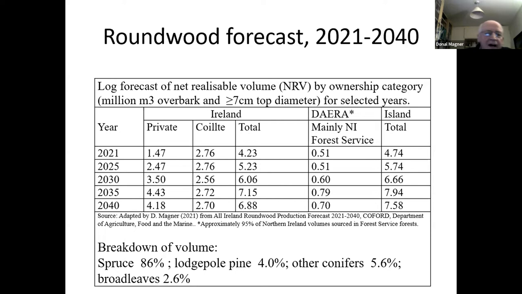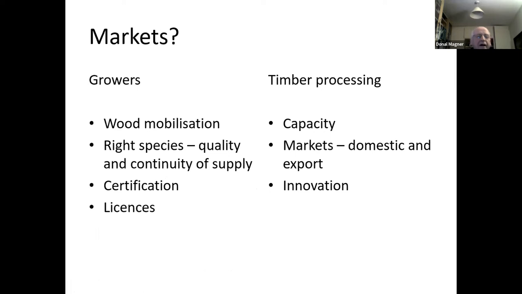And by that time, private forests will produce a bigger volume, that's if it reaches the marketplace, than the total of Coillte and the Northern Ireland Forest Service. The breakdown of volume is 86% spruce, mainly Sitka spruce, lodgepole pine 4%, other conifers 5.6%, and really we have very few broadleaves, just 2.6%. So the emphasis is on spruce production.